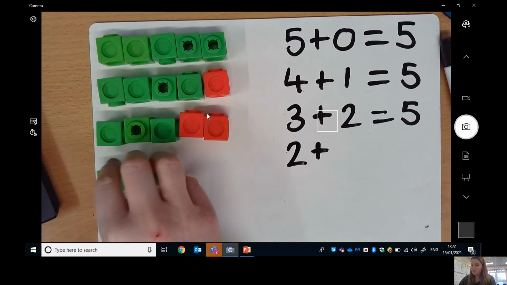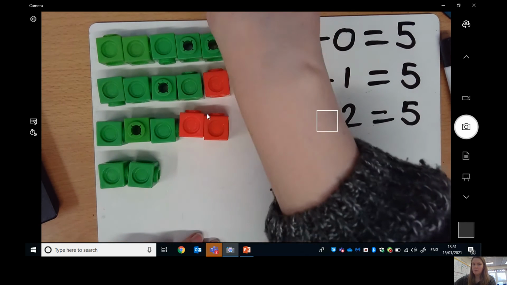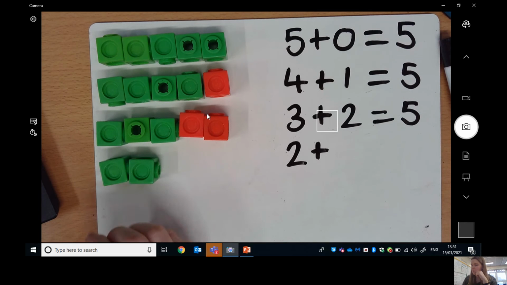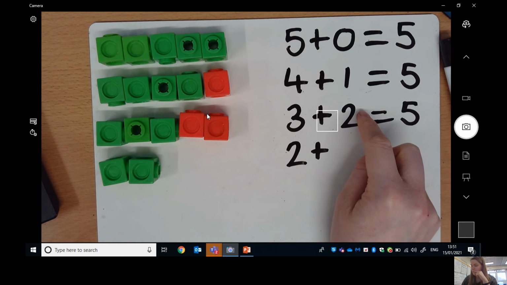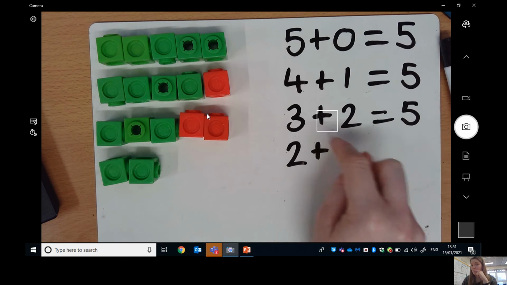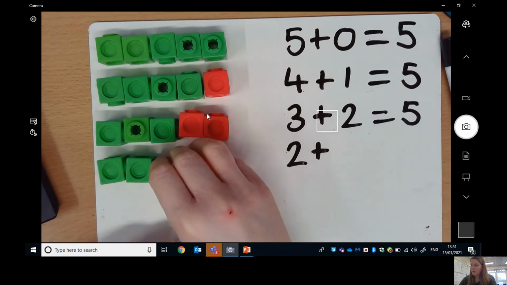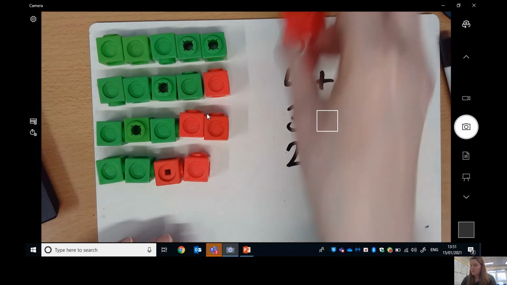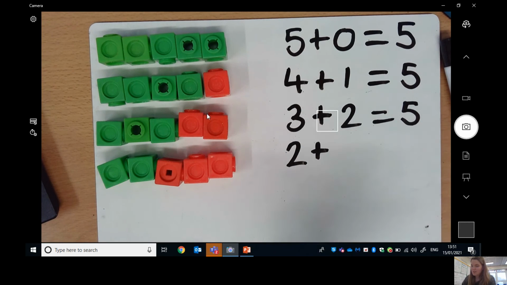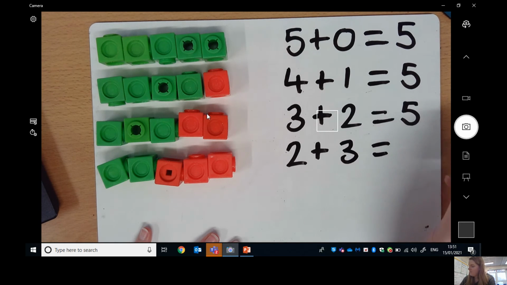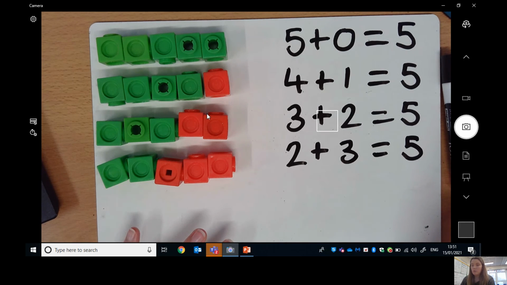Is that similar to a sum we've already got? It is. Which sum is it similar to? Oh, this one's got a 2 in it. So this one could be 3. Let's have a look. 1, 2, 3. You're absolutely right. 2 plus 3 equals 5. Fantastic. Am I done? No.